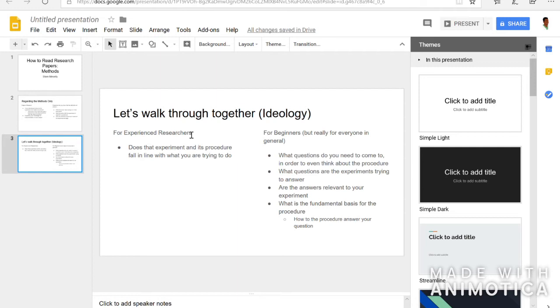And the last question, and I think this is the most important, is what is the fundamental basis for the procedure? In other words, how the procedure actually goes about answering your question. So, in other words, if you're trying to do a genome sequencing, it would be a pretty good idea to know how to do genome sequencing and what's the fundamental behind it. If you're trying to stain bacteria to see under a microscope, it'd be a pretty good idea to know how to stain it.